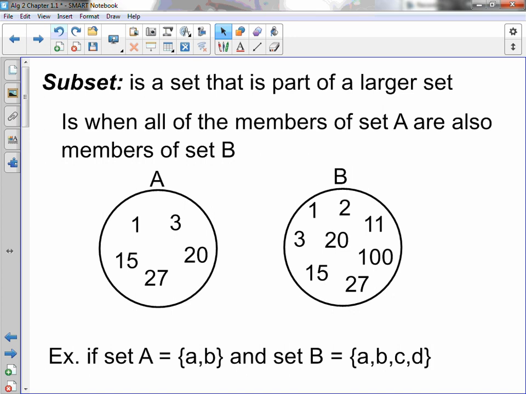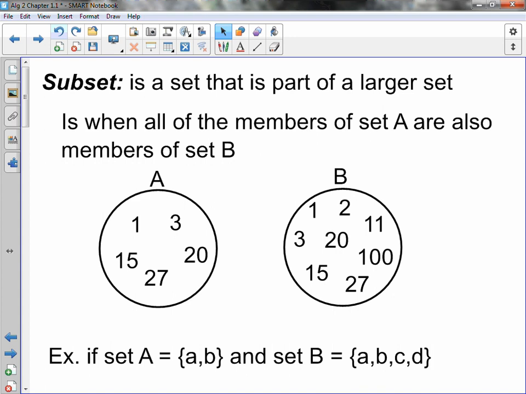Because here A has 1, 3, 15, 27, 20. So B has 1, 3, 15, 27, 20. Everything in A is contained in B, yes? Can I say that B is a subset of A? Why not? Because B has more elements than A. Because all the elements in B are not in A, it can't be a subset.